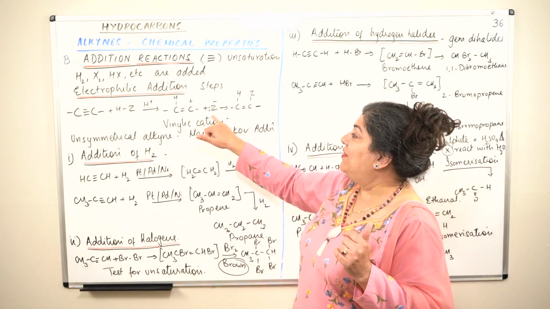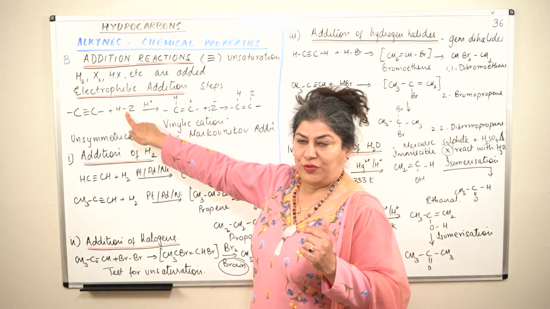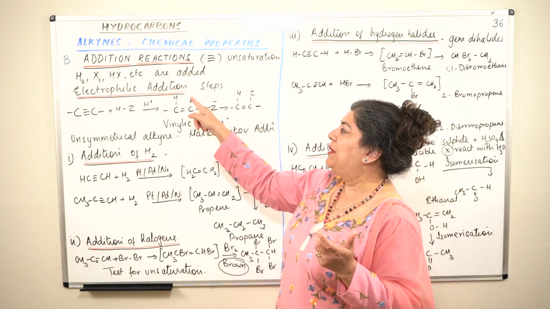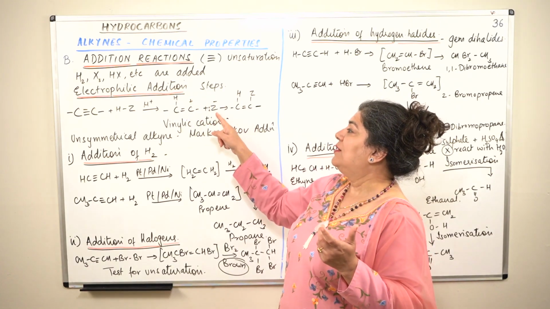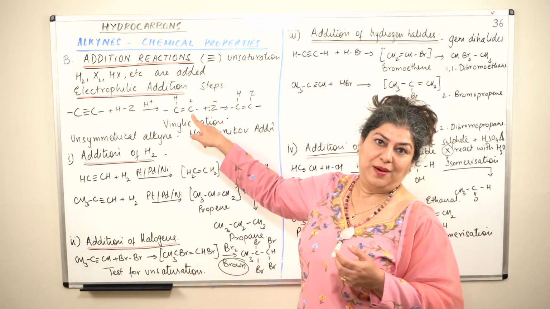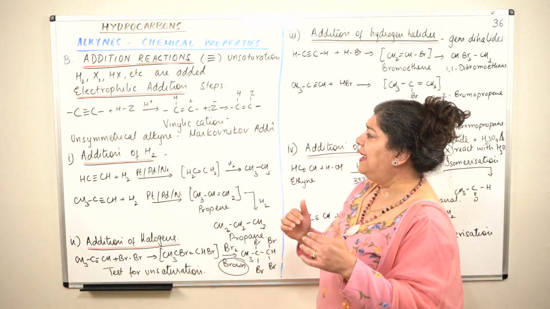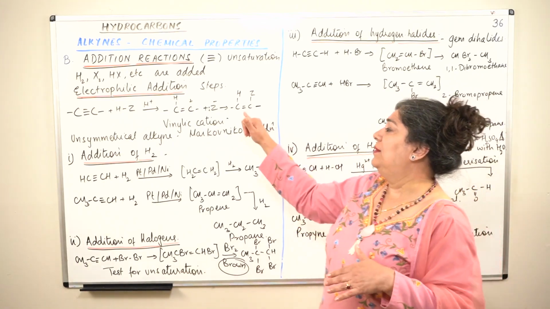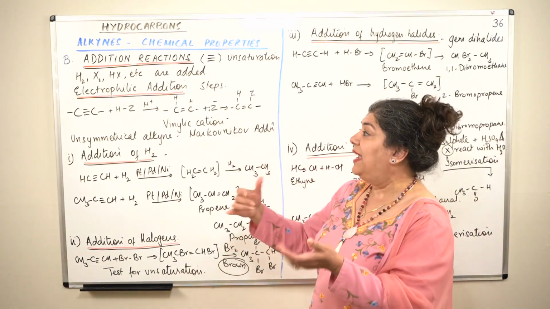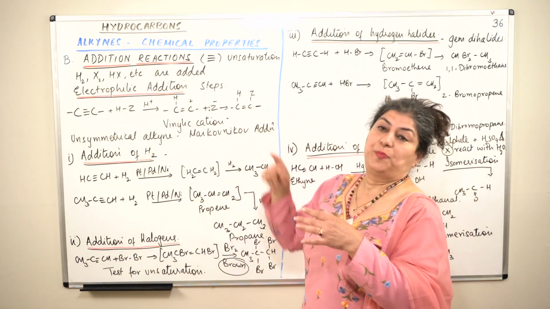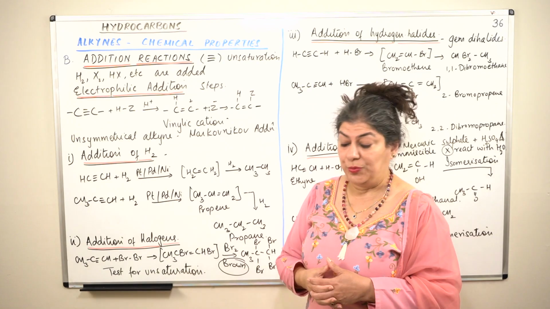So this Z, which has both the electrons of the bond, is negatively charged. In the second step, the negative charge will be attracted to the positive charge, therefore the Z will come and get attached to the second carbon. So Z gets attached to the second carbon. And then in the next step, this is an alkene.